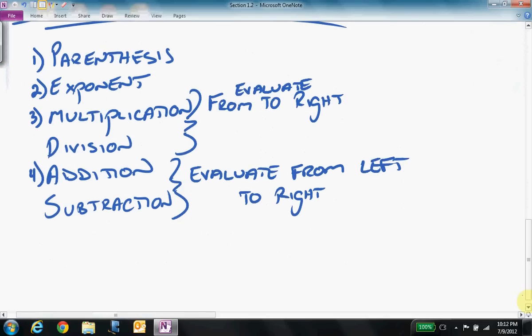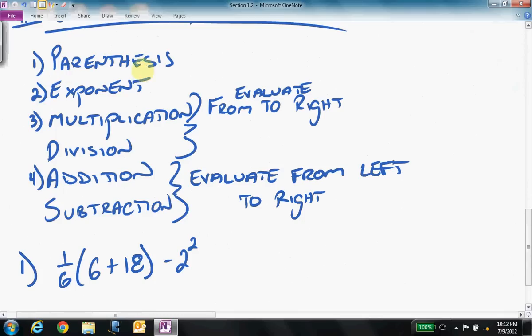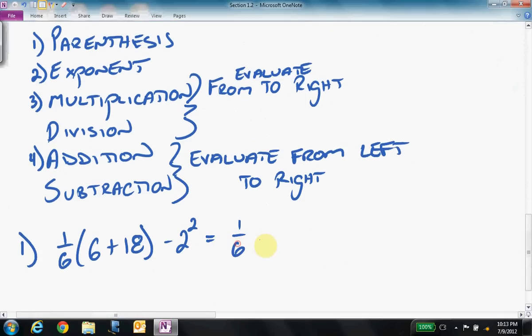So let's take a look at 2 problems. The first one is going to be 1/6 times the quantity 6 plus 18, minus 2 squared. So order of operations tells us, well, let's look. Do we have any parentheses? We do. So we need to evaluate that first. So I've got 1/6, 6 plus 18, well, that's going to give us 24, minus 2 squared. So parentheses are still there, but there's nothing left to evaluate, so we're going to move on to the next piece.